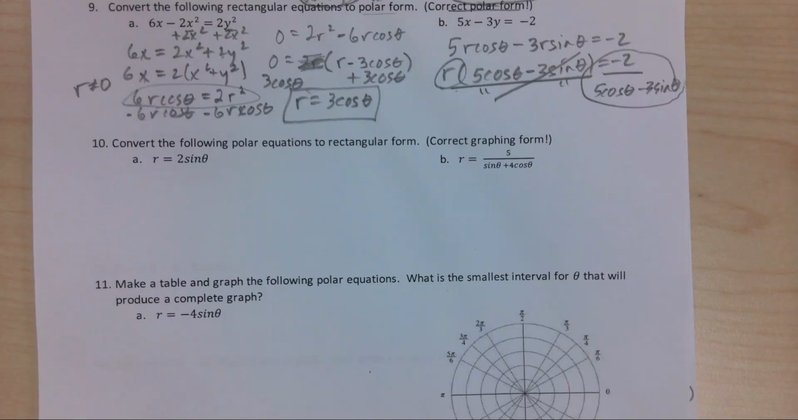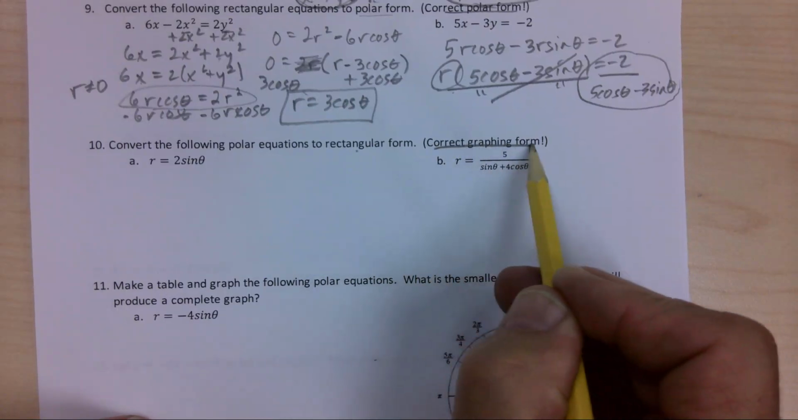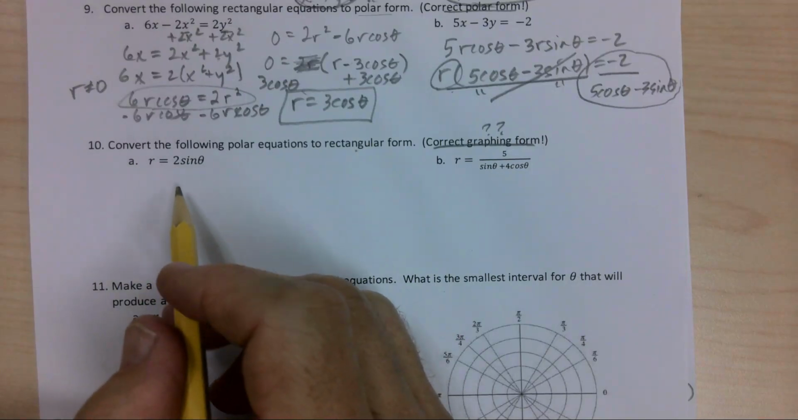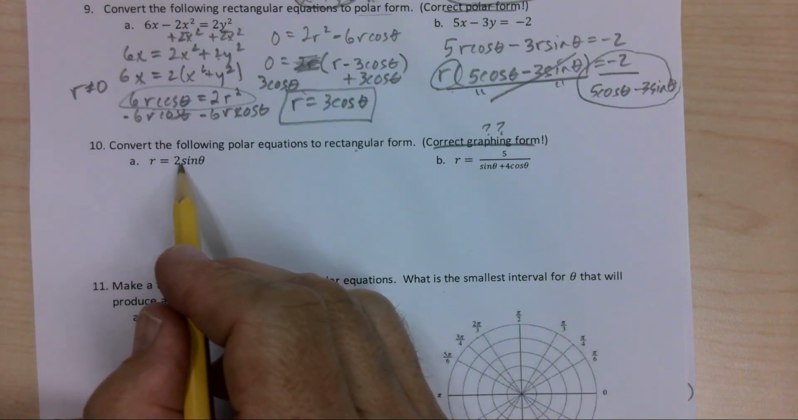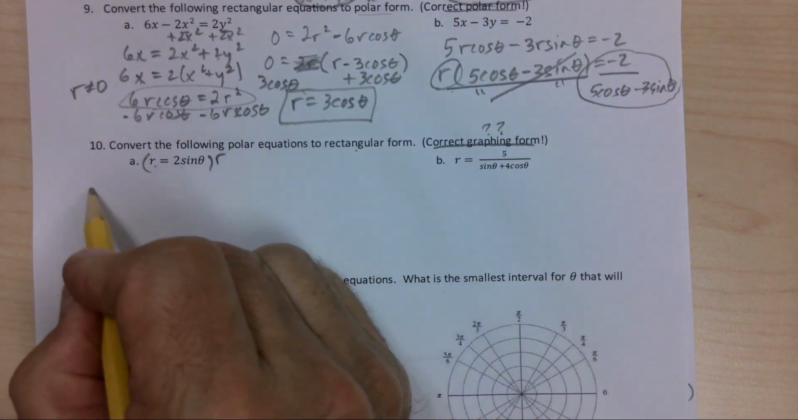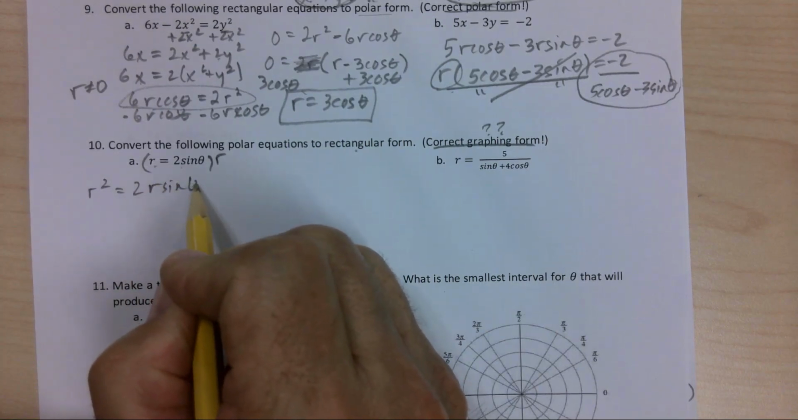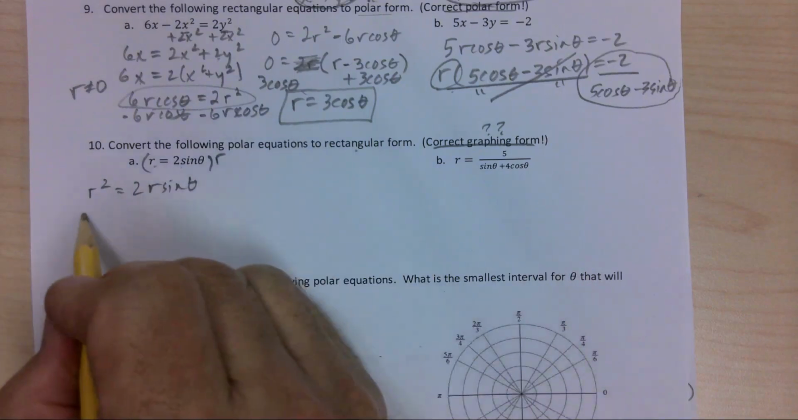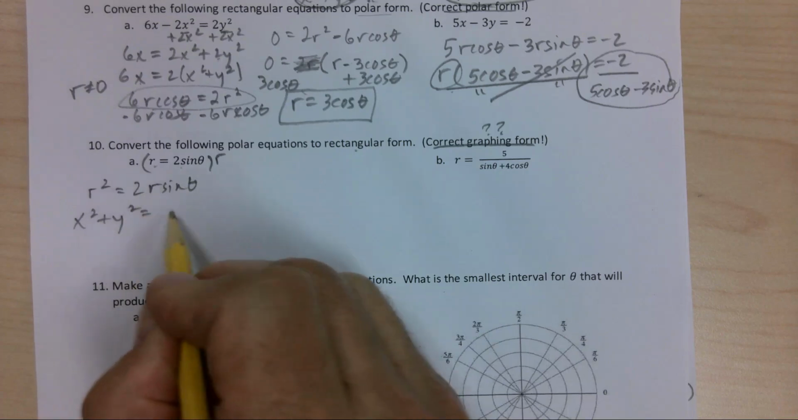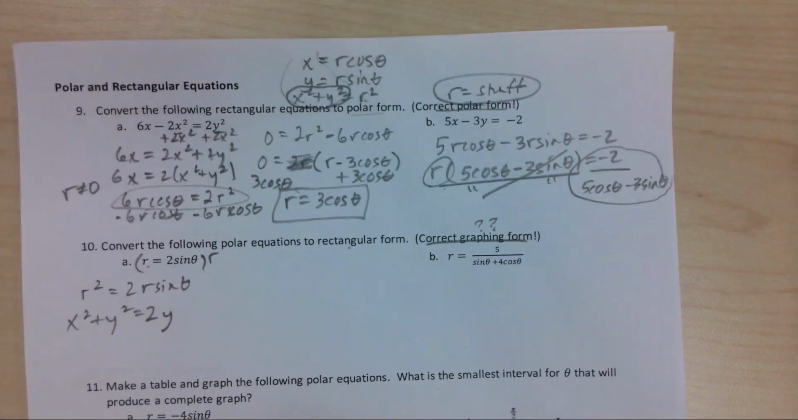Okay, this says convert the following polar to rectangular, correct graphing form. That's a little strange, but we'll deal with it. So, we need an r here, and we're not afraid of an r squared, so we're going to multiply this by r. You guys have done a few of these. 2r sine theta. And now we can substitute. X squared plus y squared equals 2y, using our formula up there.